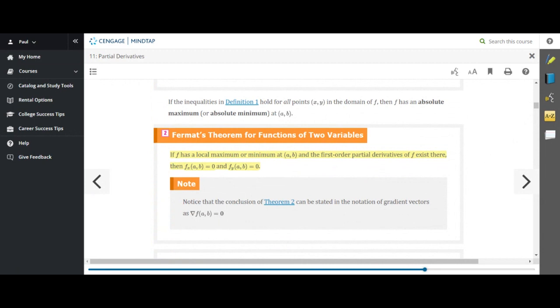Essentially, you have to find the critical points, right? Before you determine whether you have a maxima or minima, you have to find the critical points. So in calculus 1, to find the critical points, you took the first derivative of the function and set it equal to 0, and then you'd solve for x, and that would give you your critical points.